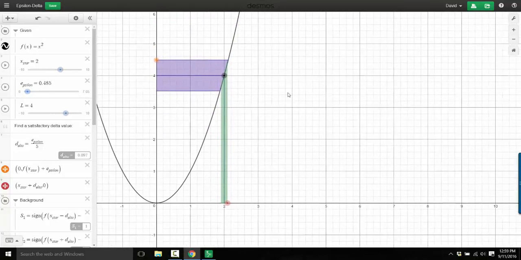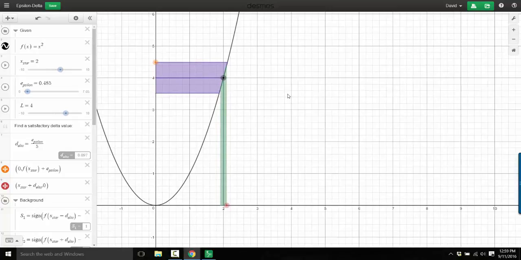Okay, so enough experimenting. Let's actually figure out how we can establish what is this relationship between epsilon and delta.